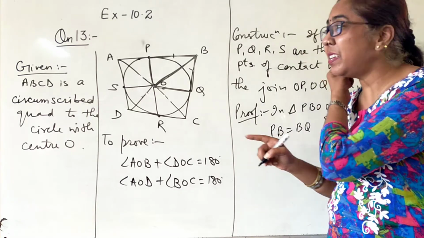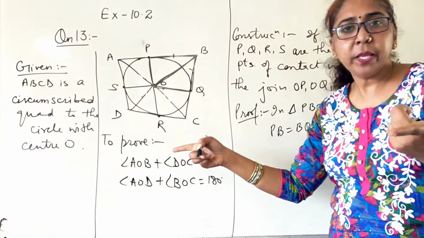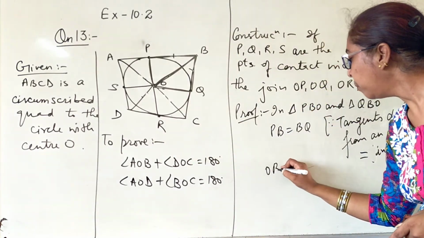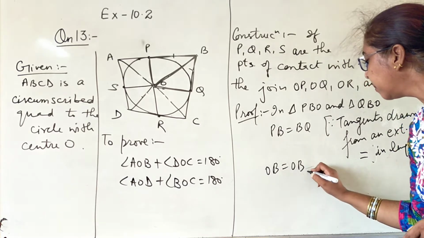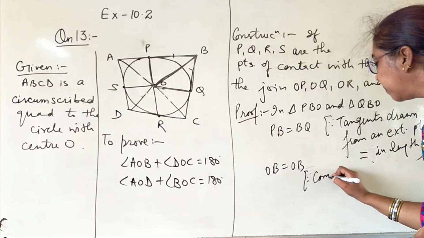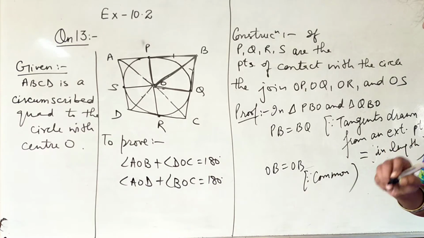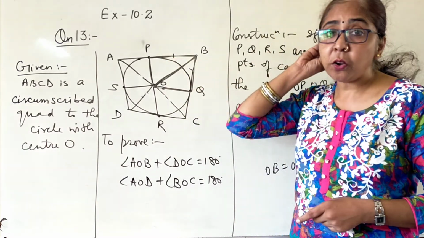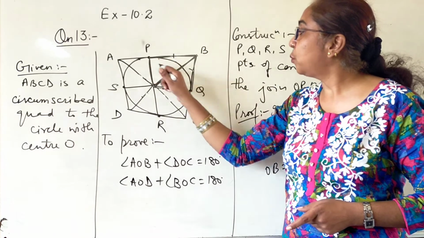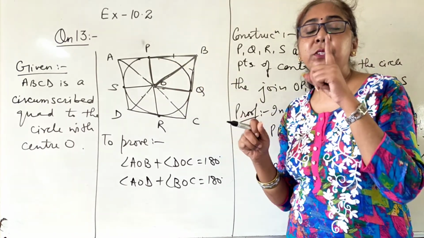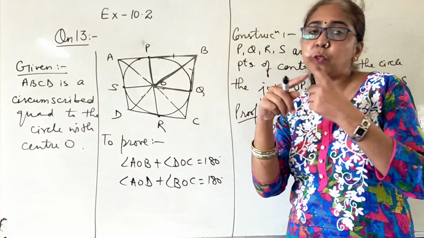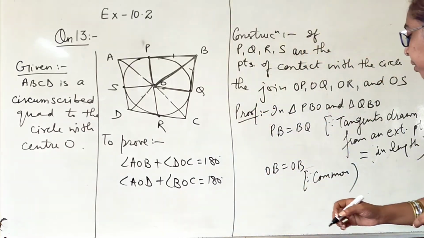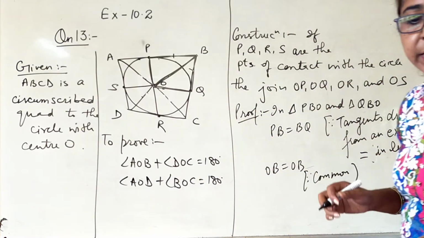Second thing, it's very easy. OB equal to OB, that's it. What is the reason? The reason is OB is common. And the third one is you can take OP equal to OQ, or one more thing you have: these two angles are of 90 degrees because the radius is perpendicular to the tangent. So you can take either one of them. So I am taking here.